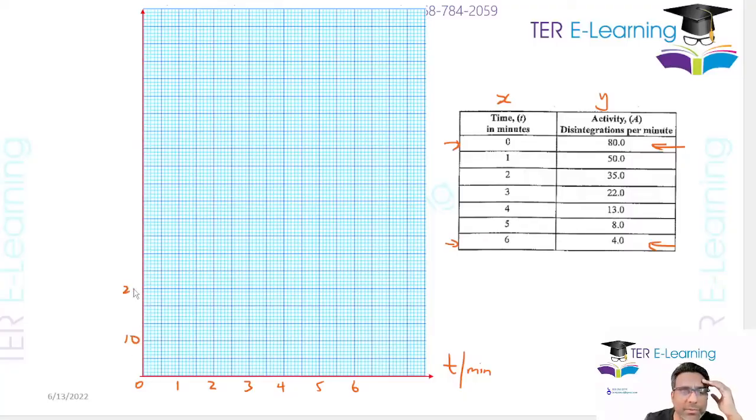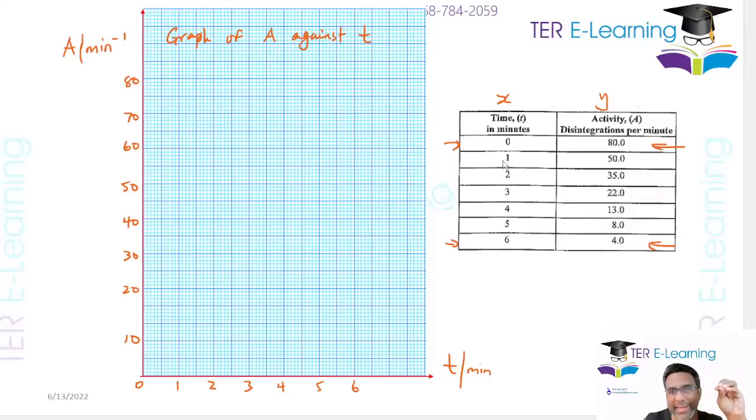10, 20, 30, 40, 50, 60, 70, and 80. Right, and we need to label this. You get marks for doing all of that. So we're going to put activity A, and our unit here again is disintegrations per minute. So therefore this is minute to the power minus 1, right? That's my unit. So you're all getting marks for this, right? Label your graph. So you're going to say graph of A against T, right? That's what I'm going to use here, A against T.